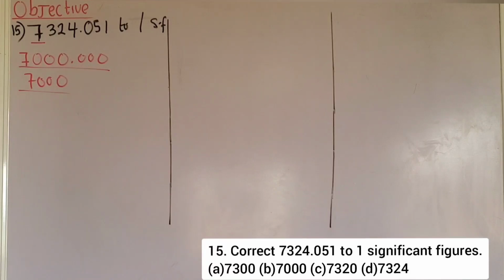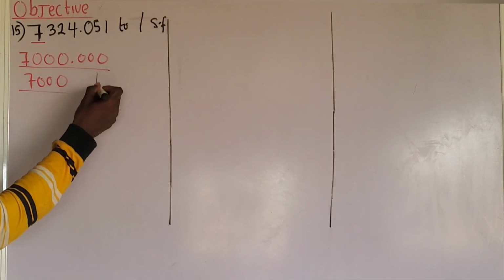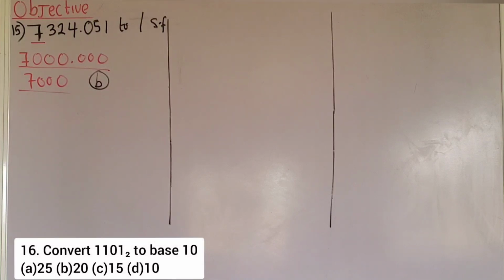If you want to learn more on significant figures, you can check the channel to learn more on how to round off a number and approximation. The correct option to that question is option B. Option B is correct. Let us proceed to question 16.